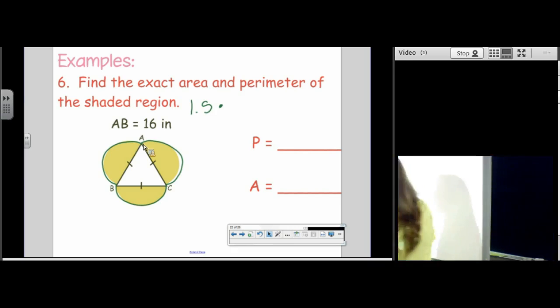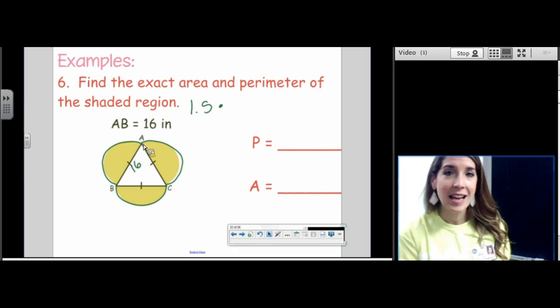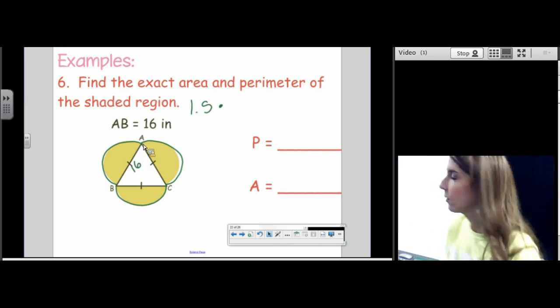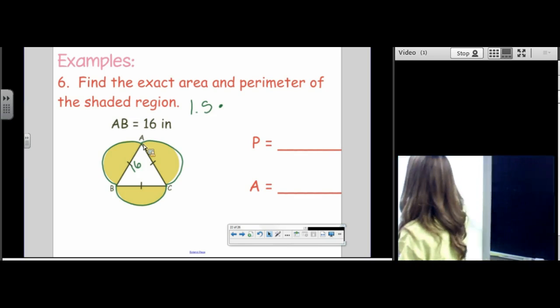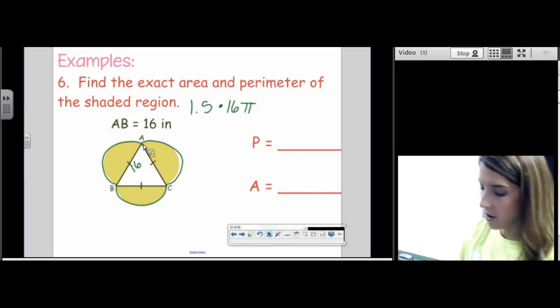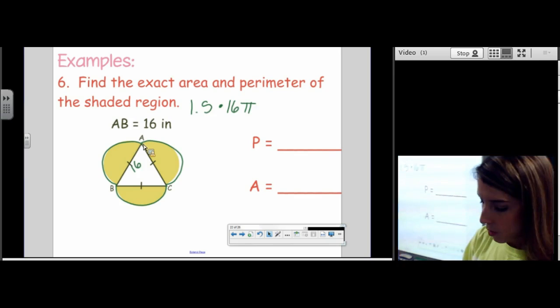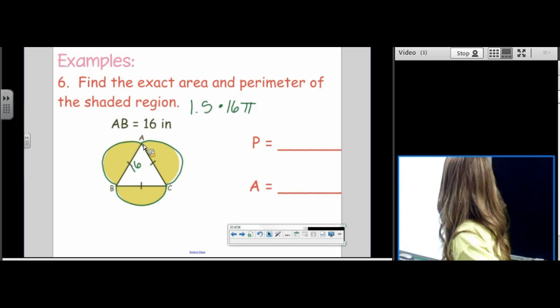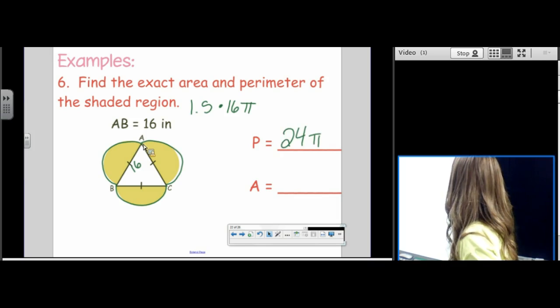Now, if AB is 16, is that the radius or the diameter? It's the diameter. So the circumference is pi times diameter. The circumference is 16 pi. 1.5 times 16, the perimeter is 24 pi inches.